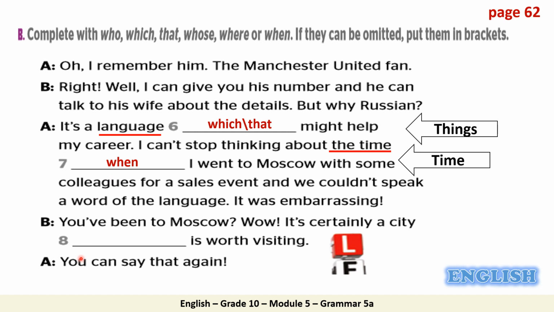Now, number 8 is a little bit tricky. You've been to Moscow. Wow, it is certainly a city. Obviously, it is a place. But can we say "it is certainly a city where is worth"? Since it is followed by "is," it is hard to say "where." So we will be using with it instead "that." That is worth.